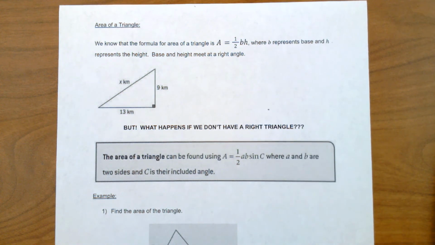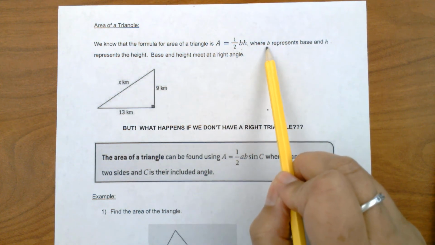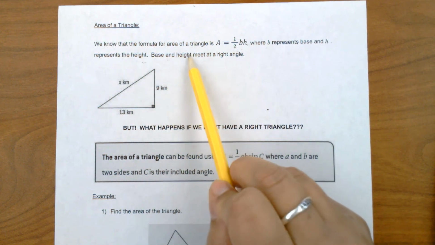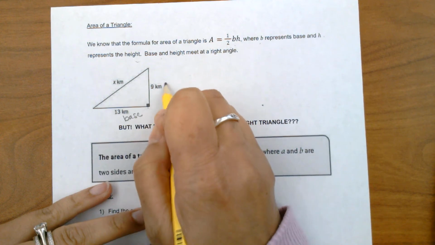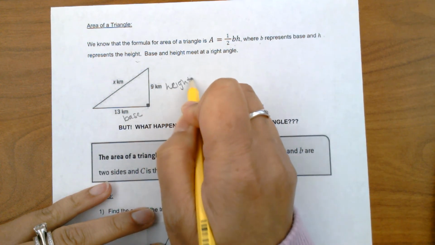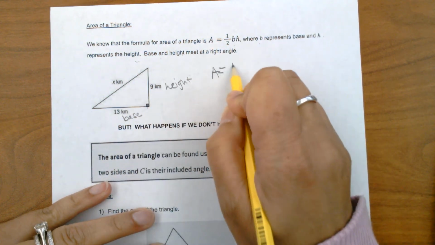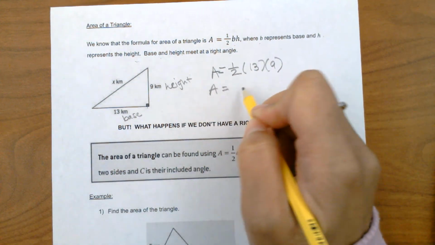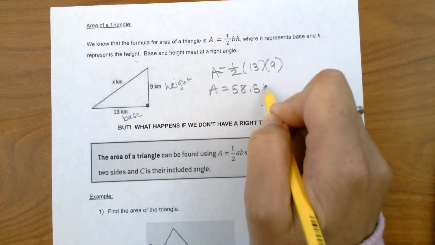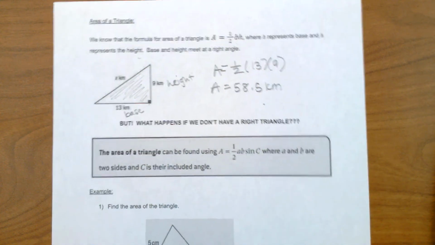We're going to be switching, so hold on to your hats. We know that the formula for area of a triangle is 1/2 base times height, where B represents the base and H represents the height. Base and height meet at a right angle. So here's our right angle, here's our base, here's our height of the triangle, and it meets at this nice right angle. So our area would be 1/2 times 13 times 9. And if you did that in the calculator, you would have got 58.5 kilometers. All well and good. That would be the area, the inside of this triangle.